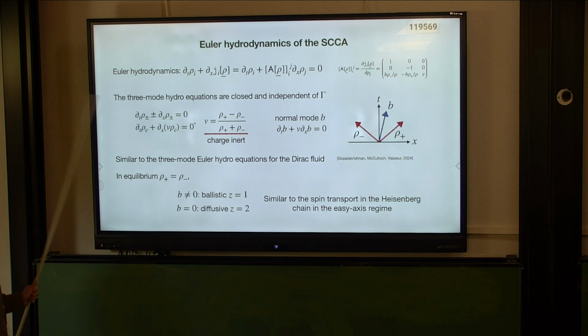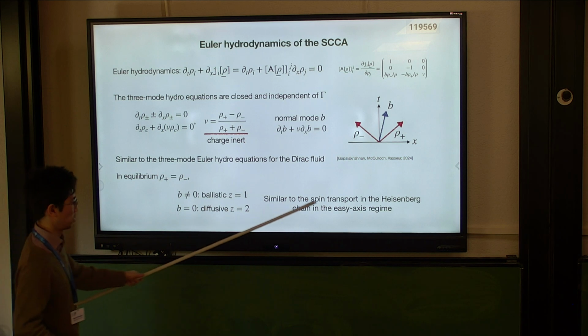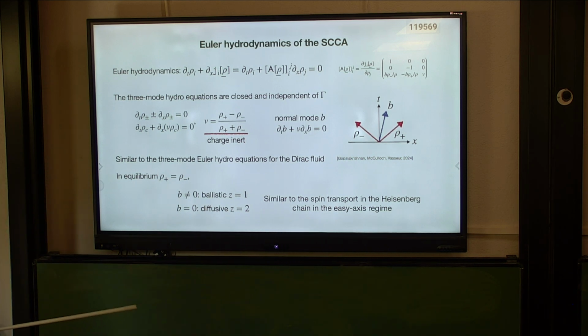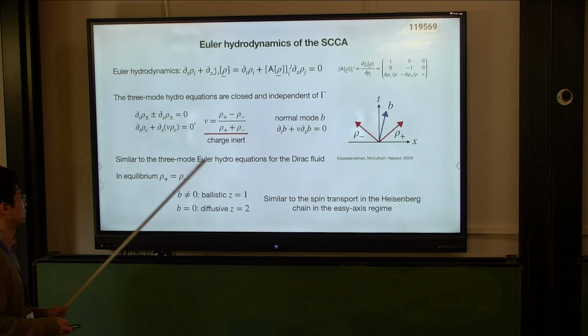So, all right, this is the hydro equation, and in equilibrium, you can observe that if the system is away from half-filling, then charge transport is still ballistic. But if you're at half-filling, then this is going to be diffusive. Actually, it's not obvious whether it's diffusive. You can show that this A matrix is going to vanish, meaning that the ballistic contribution is going to be absent, but it doesn't mean that the subleading contribution is diffusive. So this is information you have to put in from microscopics. We know from microscopic calculation that this transport is going to be diffusive, so we have to use this fact that the dynamic exponent is going to be equal to 2. Anyway, the situation here is very similar to the spin transport in the Heisenberg spin chain in the easy-axis regime. So the resemblance is there.